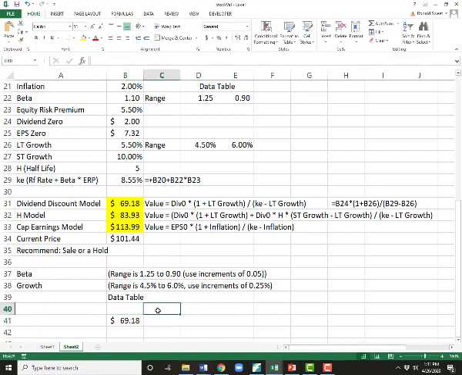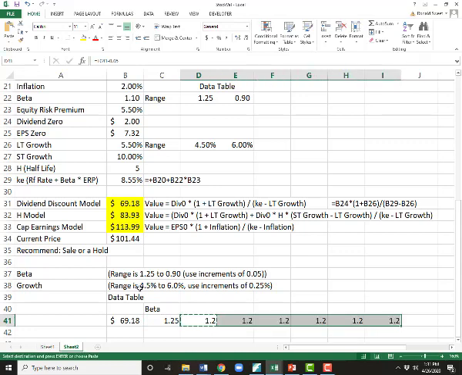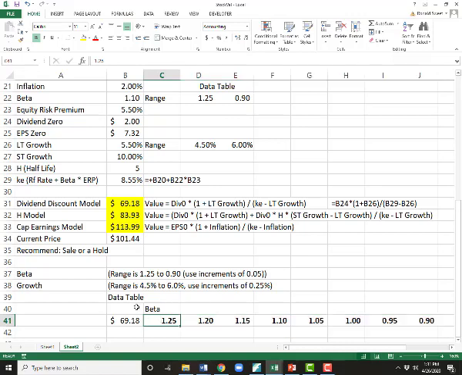So we want that to be in the top corner, and up here we're going to put beta. For beta, it says we want to start with 1.25, and take that 1.25 and subtract 0.05, and go down to 0.9. So there's our beta assumptions, 1.25 down to 0.9, and then down here we're going to do growth.